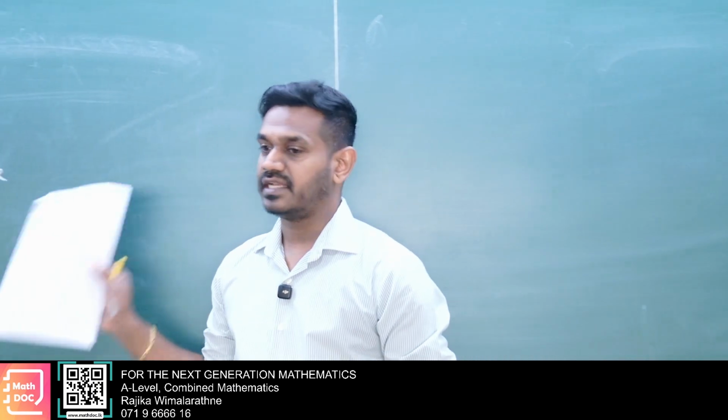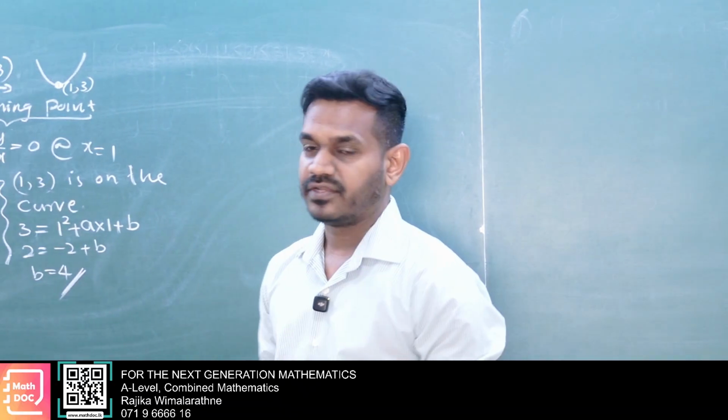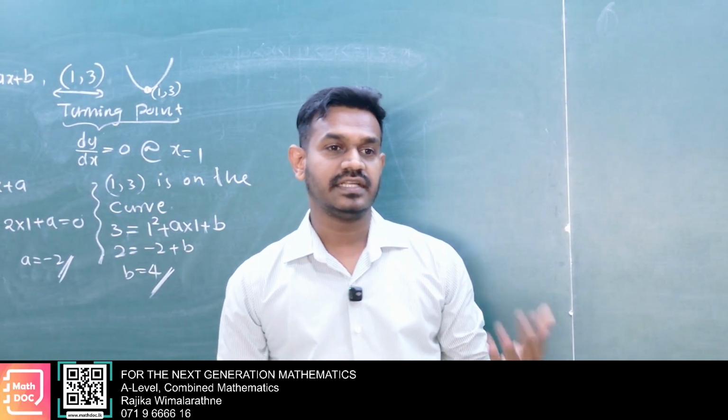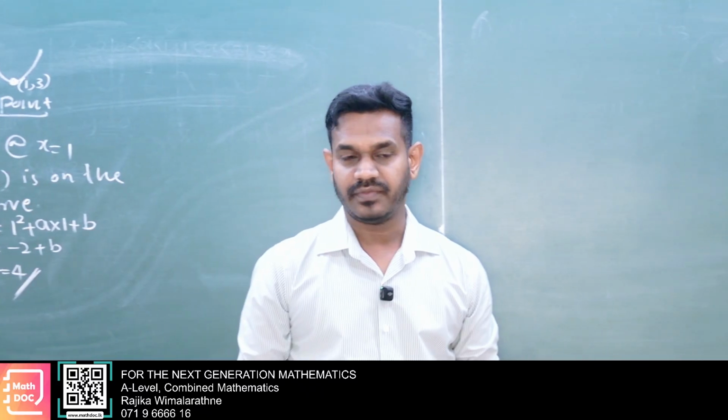So now we can sketch any polynomial type. Then we need to analyze only the rational type. That's it.